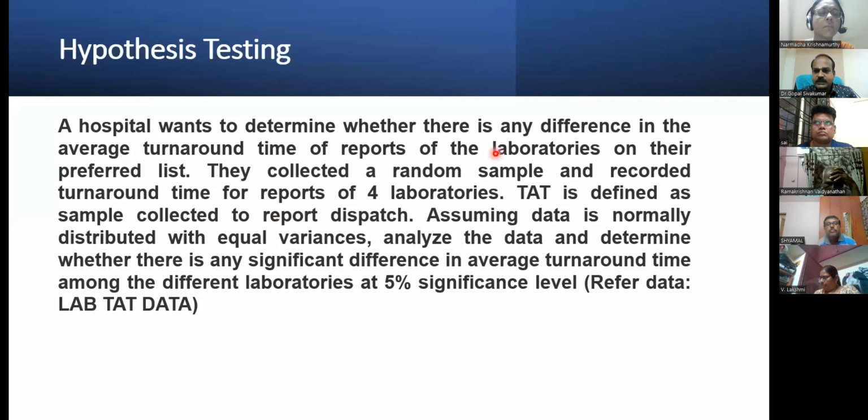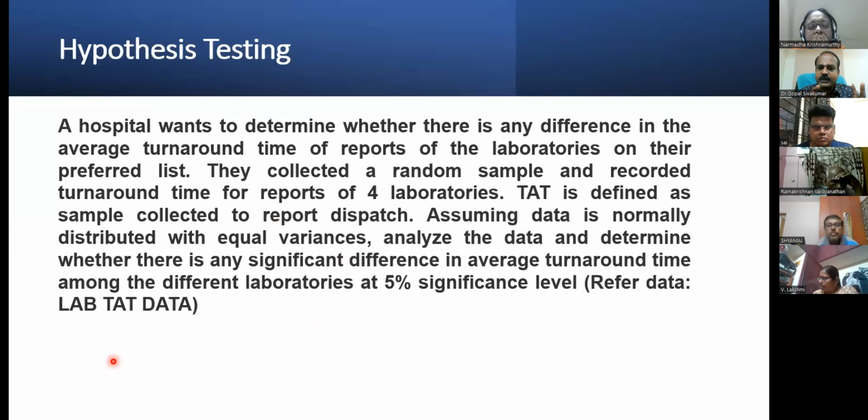Here the question is too lengthy, but I'll make it simple for you. There is a hospital where there are 4 laboratories and you are the chief in the hospital. You doubt whether all the laboratories follow the same procedure, whether all the laboratories finish off the process consuming the same amount of time, because time is a major concern. You all agree with me, isn't it?